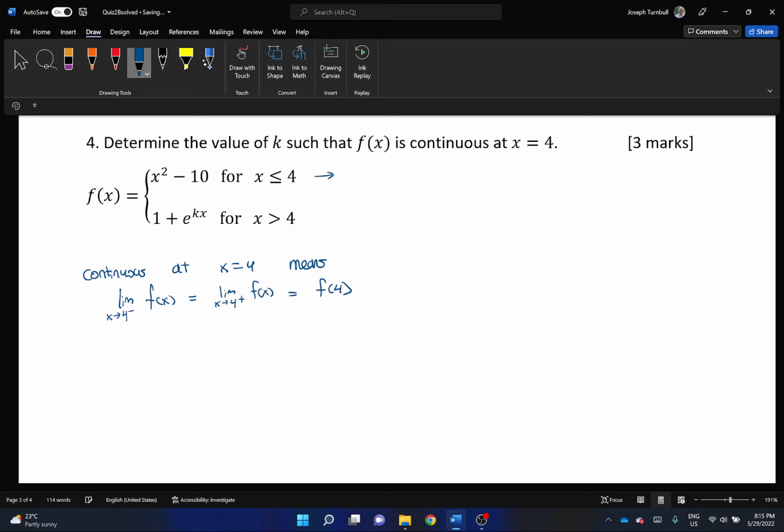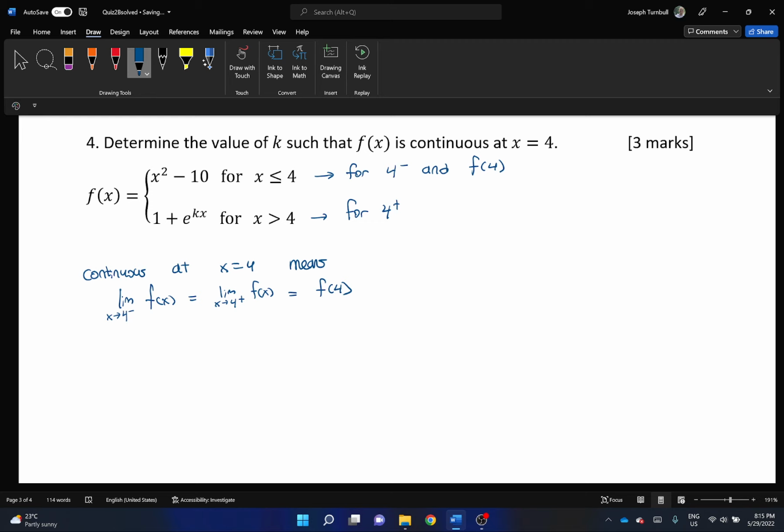Now looking at this function given here, the top part of the piecewise function is for x less than or equals 4, so this is for 4 minus and f of 4, so for the limit and for the value of the function at exactly 4, and then the second part, the bottom part of the piecewise function, for x greater than 4, that's for 4 plus.